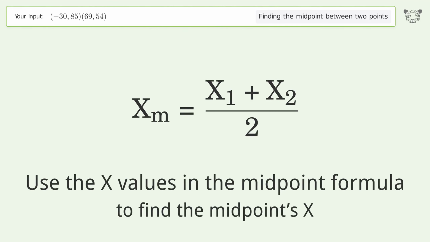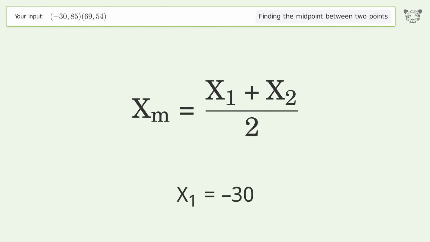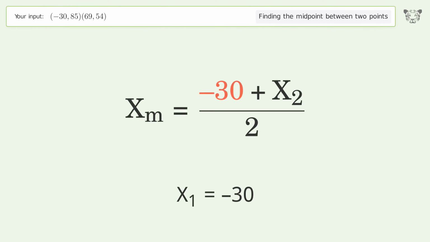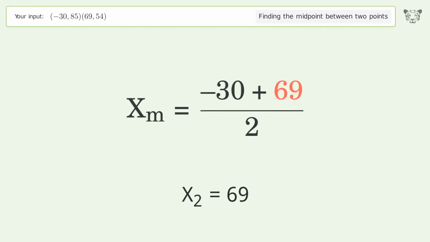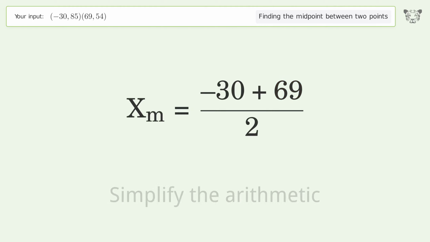Use the x values in the midpoint formula to find the midpoint's x. x1 equals -30. x2 equals 69. Simplify the arithmetic.